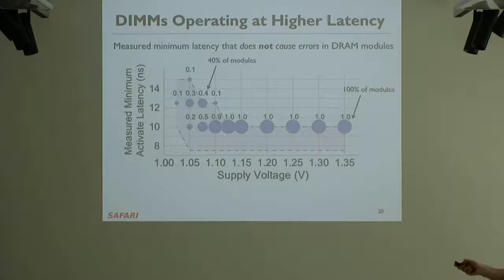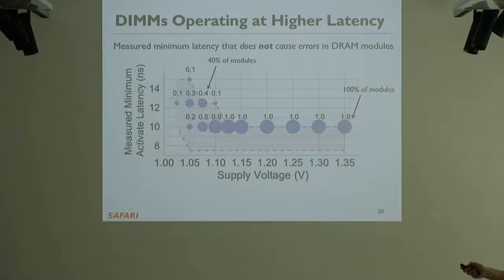Now, if you get to 1.10 volts, 90% of the modules correctly operate if your latency is 10, but 10% of the modules require 12.5 nanosecond latency. And the reason we jump up by a step of 2.5 nanoseconds is because that's our minimum granularity of changing the latency. If you have a better FPGA infrastructure, you could be finer grain, of course.